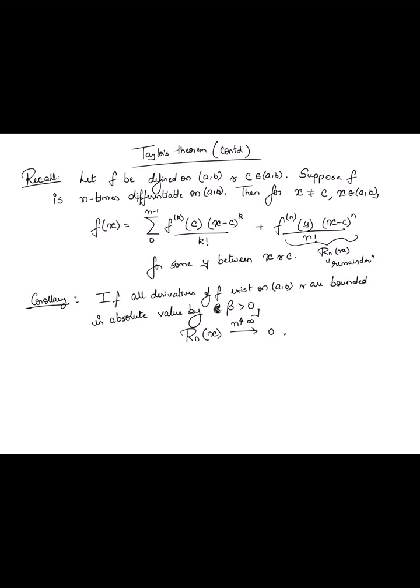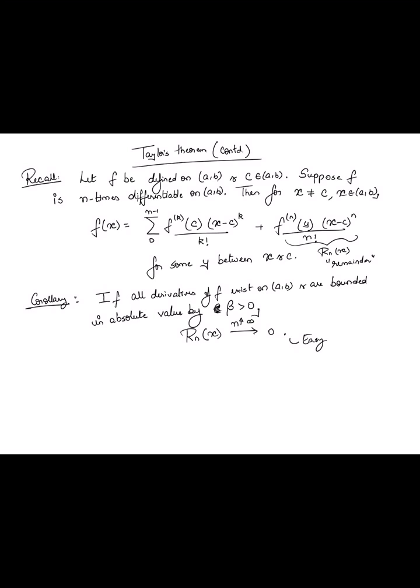Why does this follow? Because the derivative f^(n) of y is upper bounded by beta, and then all you have to argue is that as n tends to infinity, (x minus c) raised to n, divided by n factorial, must in fact tend to 0. However, while this is an easy consequence of Taylor's theorem, you should note that the class of functions for which this holds is very restrictive. You don't need it just to be infinitely differentiable, but you need every derivative to be bounded everywhere by the same uniform constant.